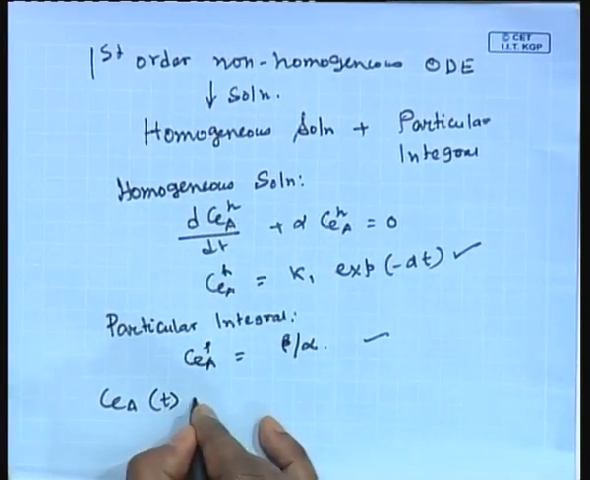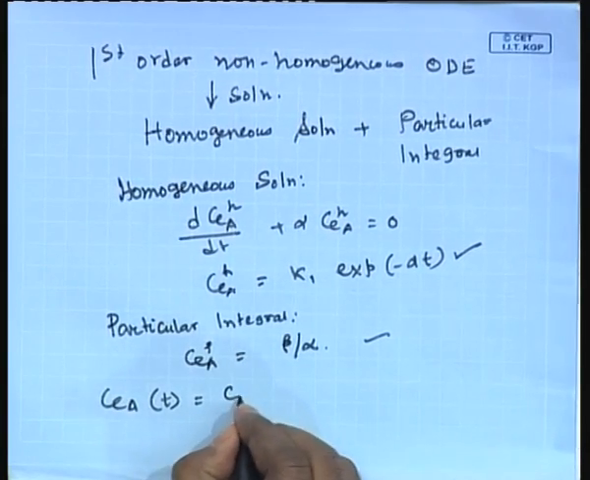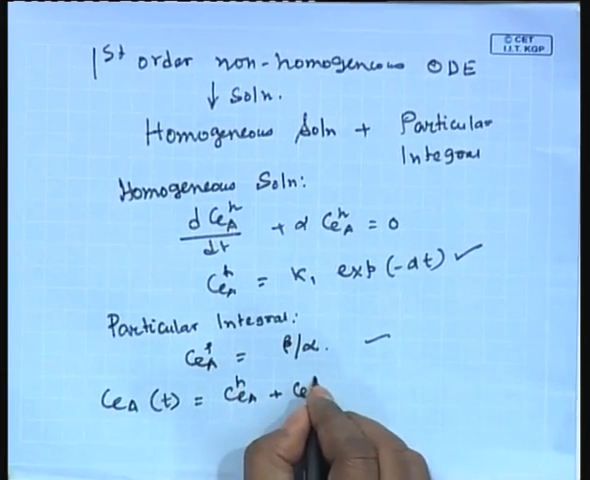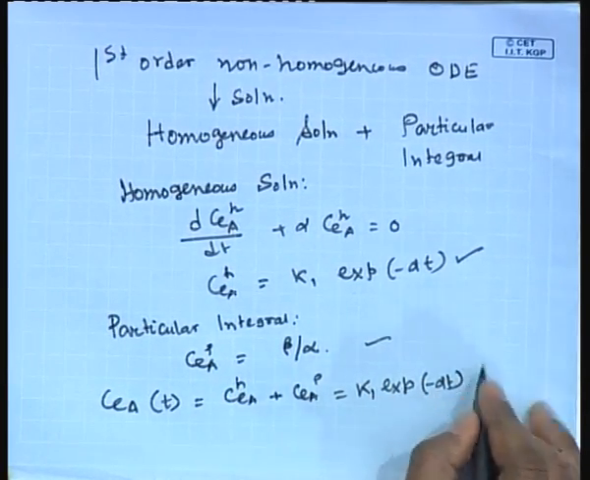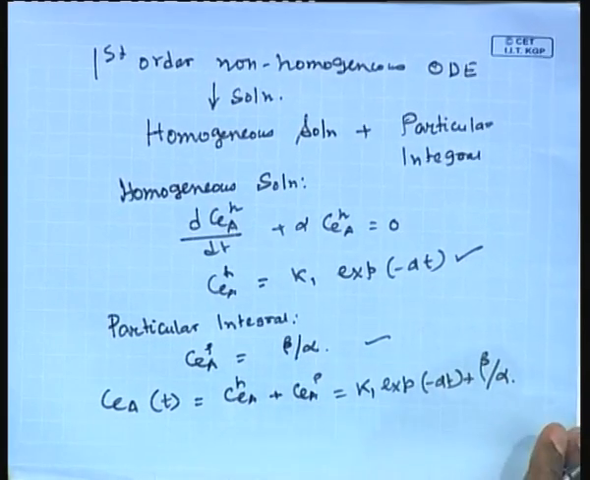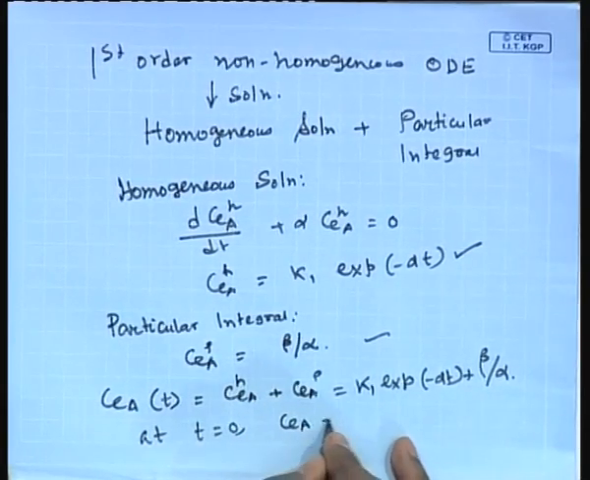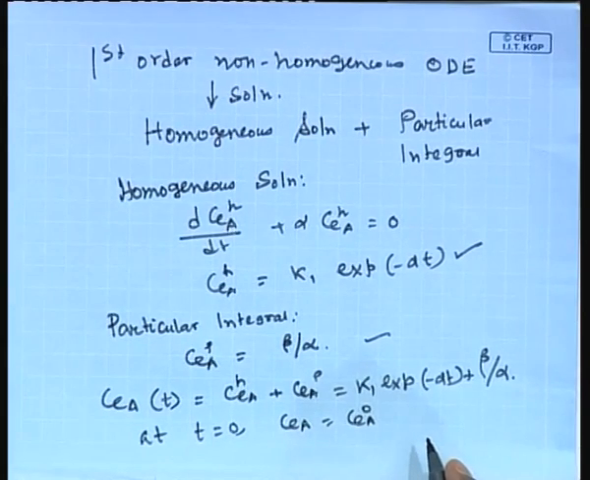Okay. So, the total solution will be nothing but a linear superposition of the homogeneous part and the particular integral, and this becomes CEA equals CEAH plus CEAP, and this becomes k1 exponential minus alpha t plus beta by alpha. Okay. So, the initial condition was at time t equal to 0, my CEA is equal to CEA naught. Okay. So, you can find out the integration constant and substitute there, and I am just writing the final form of the solution.